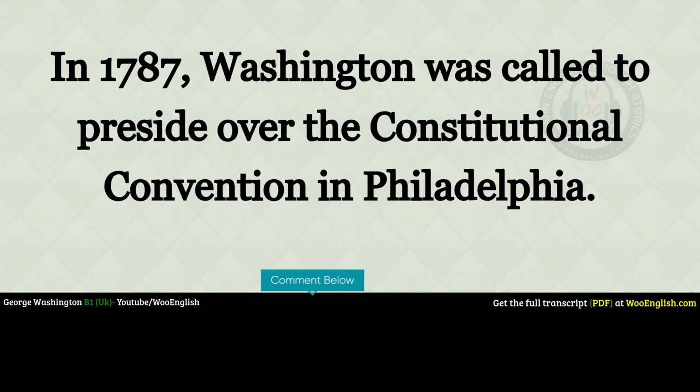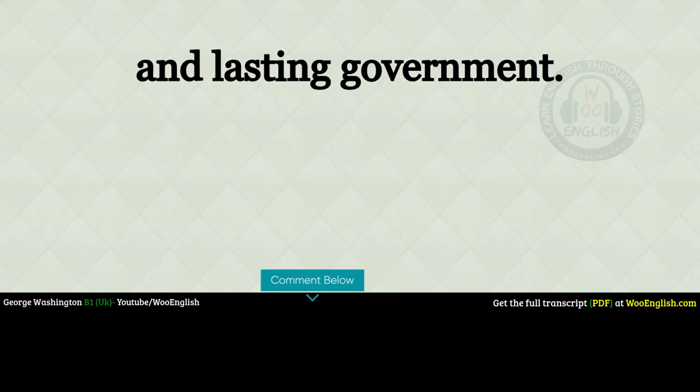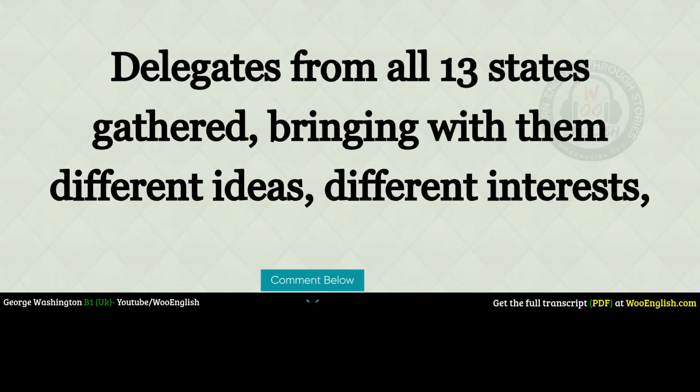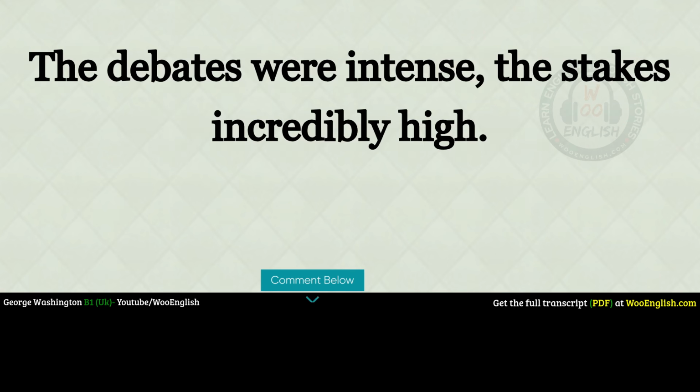In 1787, Washington was called to preside over the Constitutional Convention in Philadelphia. It was a momentous task to create a new constitution that would provide the framework for a strong and lasting government. Delegates from all 13 states gathered, bringing with them different ideas, different interests, different visions for what the United States should become. The debates were intense, the stakes incredibly high.